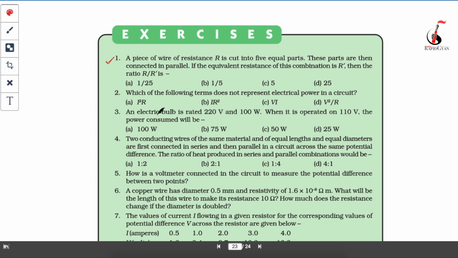So let's go to your second question. What is the second question saying? The second question is saying: which of the following items does not represent electric power in a circuit? Okay. So I square R, it represents I. This is your answer.